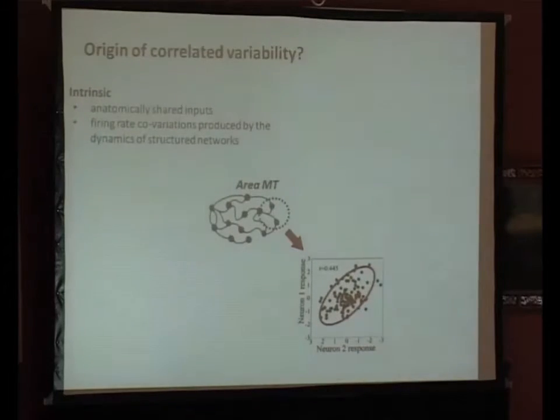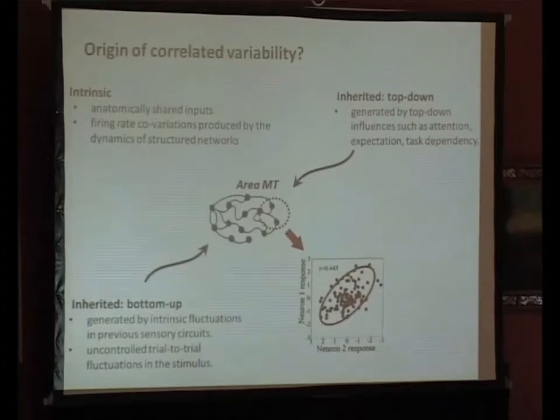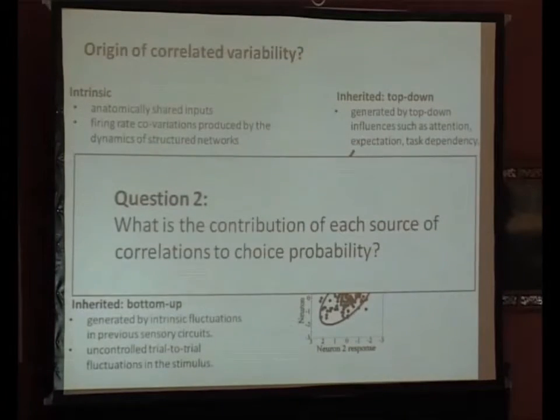One prominent hypothesis is that correlations are just intrinsically generated, for example in area MT, perhaps by anatomically shared inputs, or due to the structure of the network, for example through slow oscillations or competition between different neurons. Other sources of shared variability would be bottom-up effects, so the stimulus itself, which might introduce correlations, or fluctuations in previous processing stages. And the last one is top-down effects, which Bruce has been talking about already extensively. So this is the second question: what is the impact and the contribution of these different sources of correlations on choice probability?